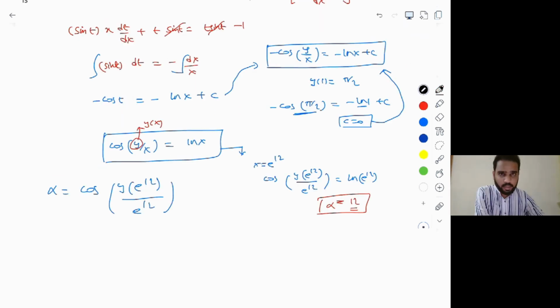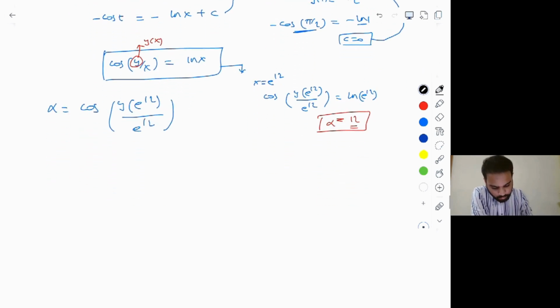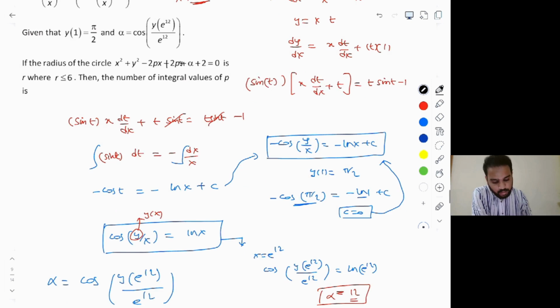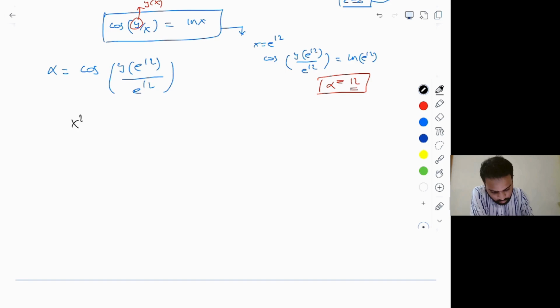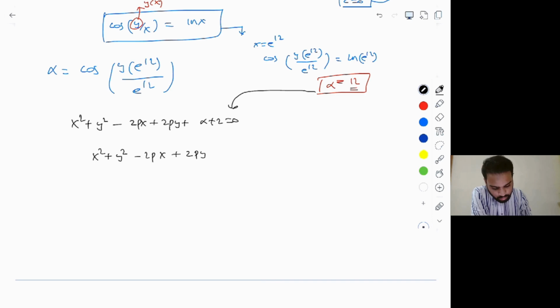Now let's take this value of alpha and put it in the given circle equation. Because the question is given like this, the radius of circle is less than or equals to 6. So first the circle equation is given as x square plus y square minus 2px plus 2py plus alpha plus 2 is equals to 0. You can take this alpha and substitute it here, and we get x square plus y square minus 2px plus 2py plus 14 is equals to 0, given that r is less than or equals to 6 here.